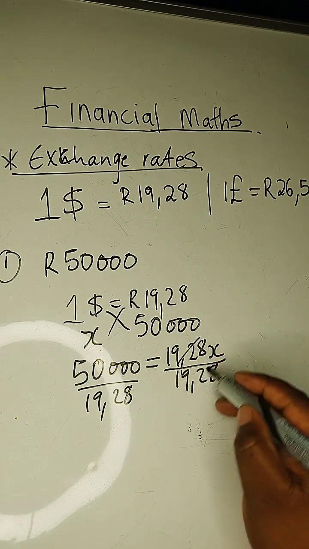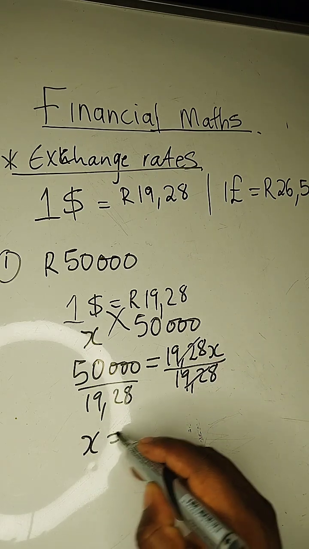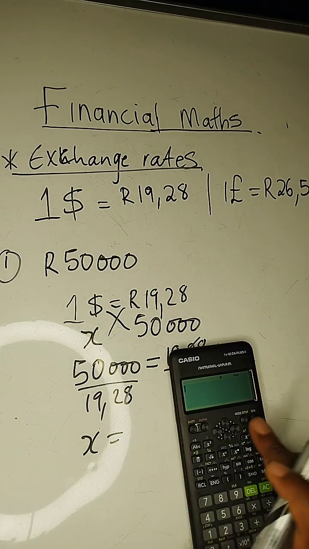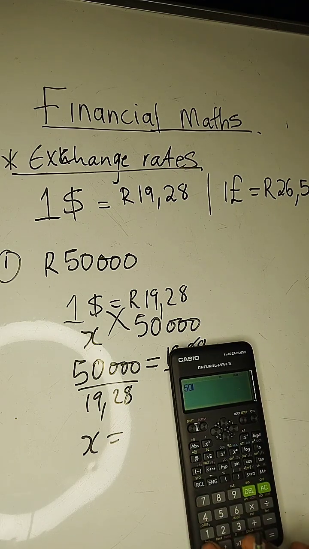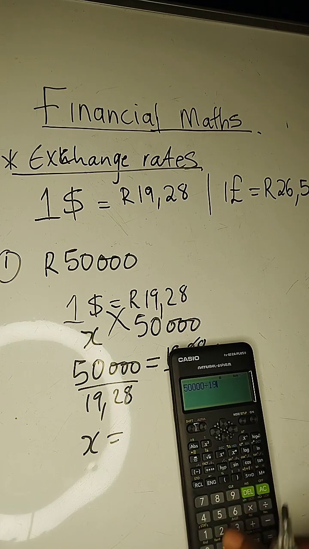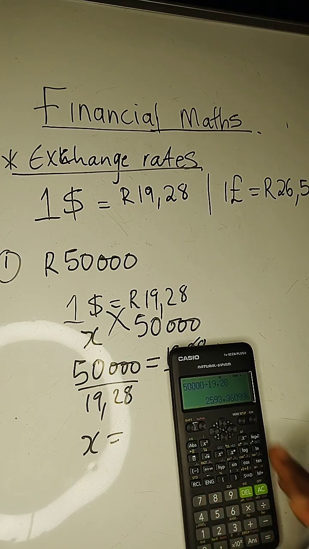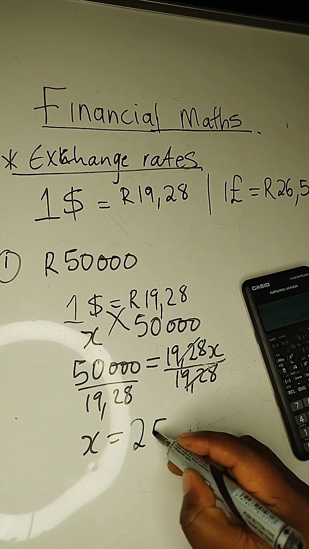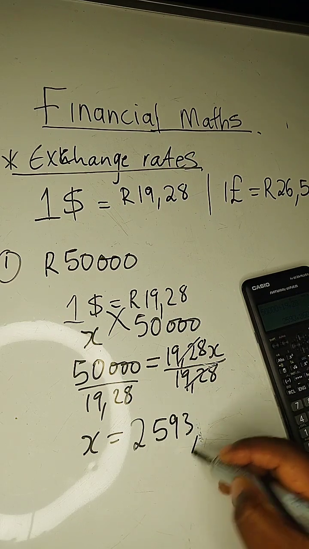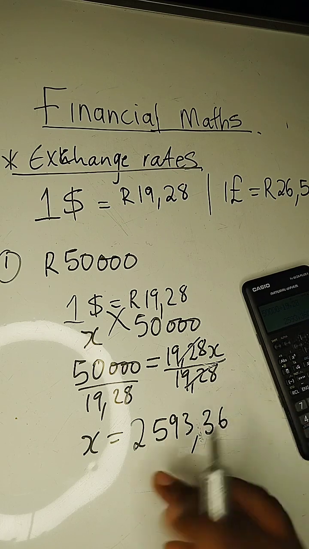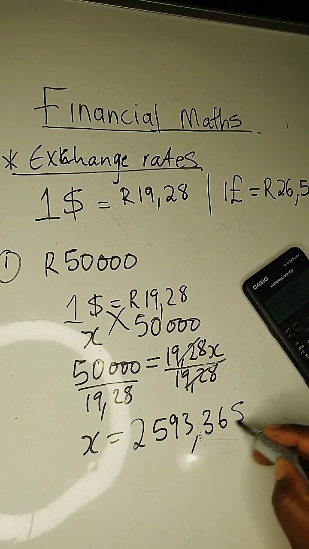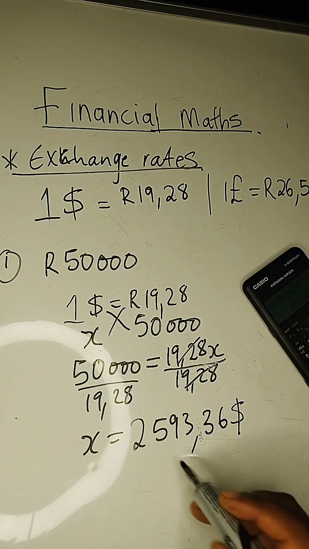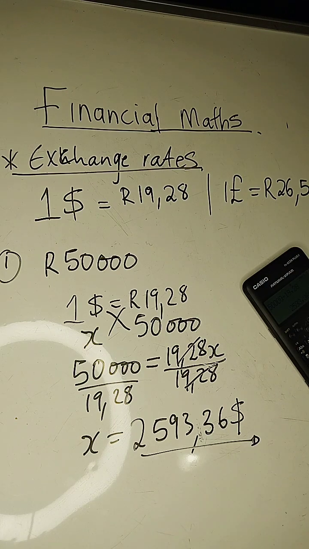So this cancels, so X is equal to, then we go on our calculator and say 50,000 divided by 19.28. Then you have your answer to be 2,593.36. Remember, this is what is in dollars. That's how you calculate your exchange rate.